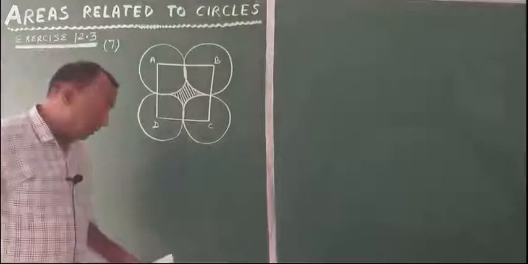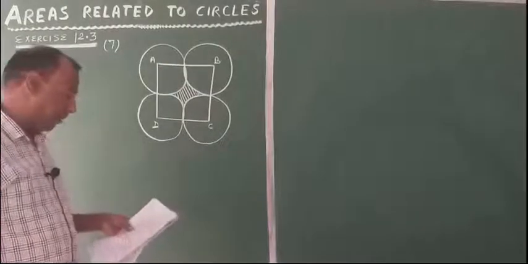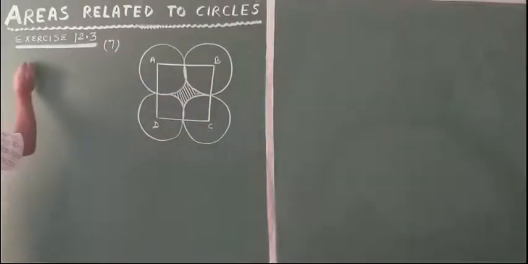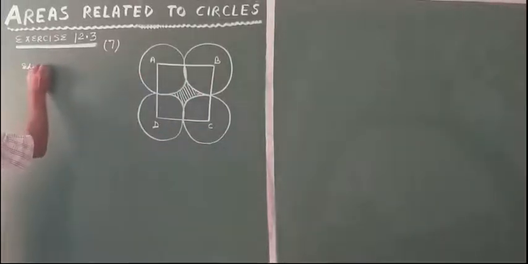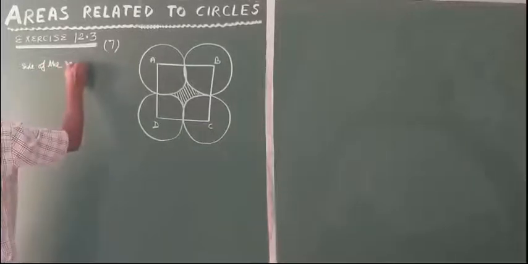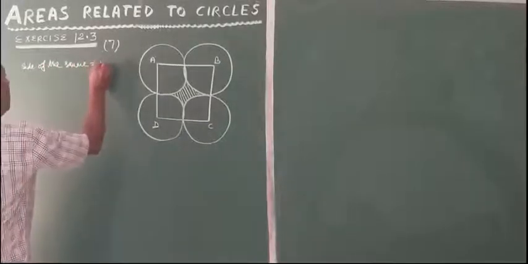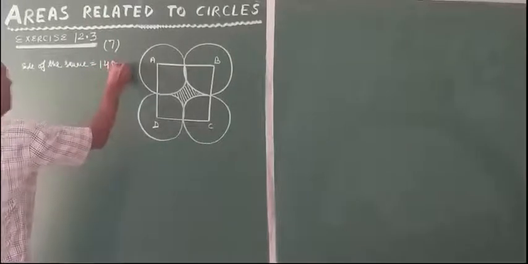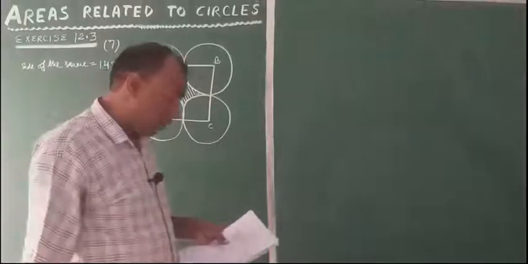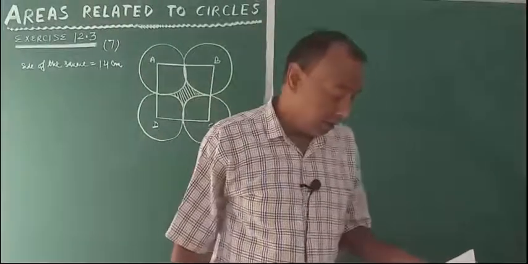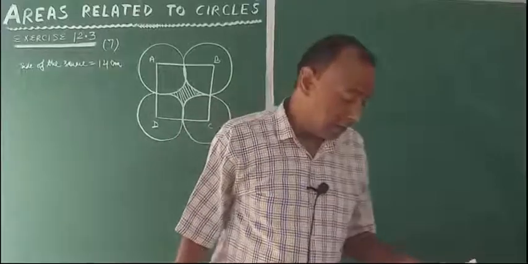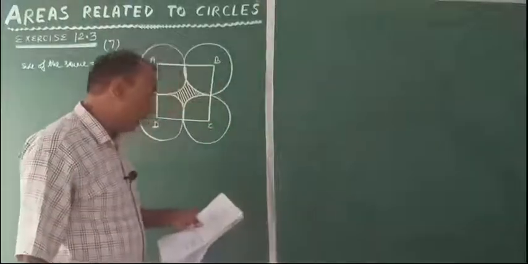Now this is question number 7. In the figure ABCD is a square of side 14 centimeters. Side of the square, that is given, 14 centimeter. With centers A, B, C and D, 4 circles are drawn such that each circle touches externally 2 of the remaining 3 circles.